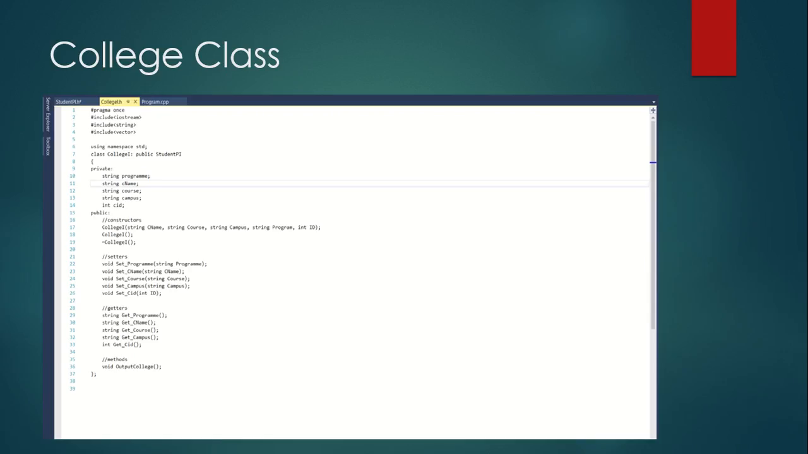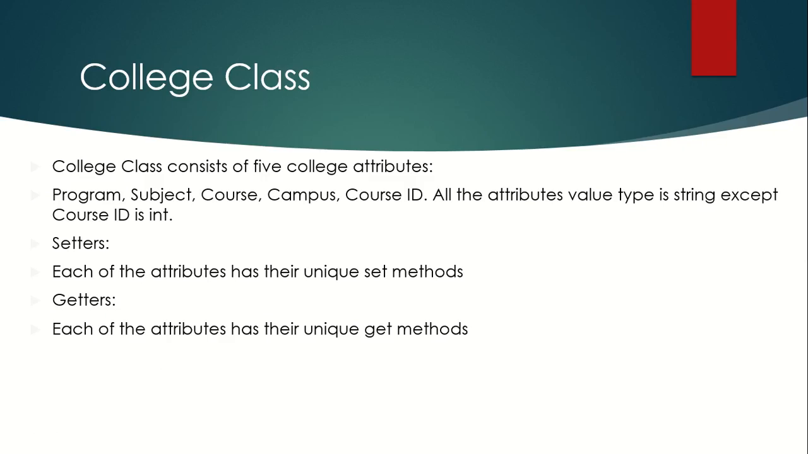Moving on to the college class. This is the snippet of the college class that includes the private and public variables, the constructors, the list of all the setters, the list of all the getters, and the methods used. The college class consists of 5 college attributes: program, subject, course, campus, course ID. All of these attributes are of type string, except for the course ID, which is an integer.